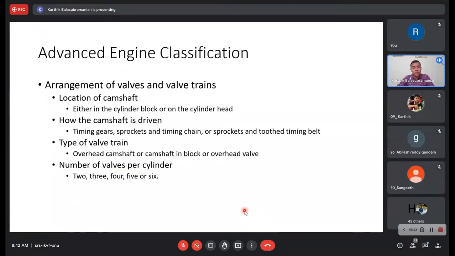The number of valves per cylinder. You can have more than one inlet valve and more than one exhaust valve. There can be two, three, four, or even six, depending on how much charge you want and what kind of distribution you want inside the cylinder. You can have multiple inlet and multiple exhaust valves. As long as the timings are appropriately maintained, you can have multiple valves per cylinder, right? So that is also another advanced engine classification.